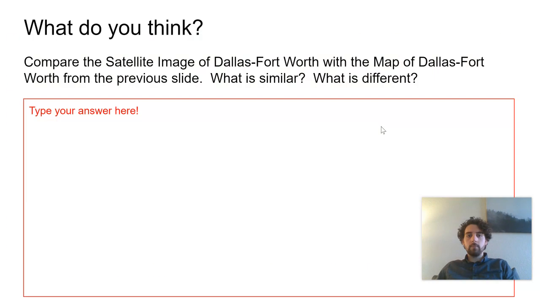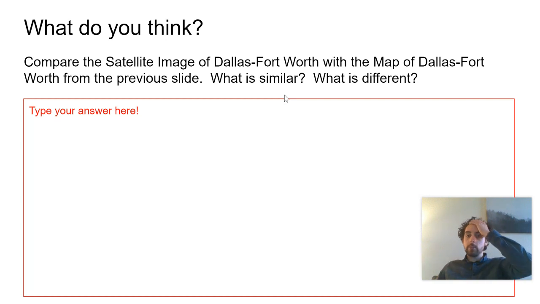Okay, moving on. So now I would like you to hit pause, go to your version of the slide, and answer this question, where I'd like you to look back to this picture. Compare the satellite image of Dallas-Fort Worth with the map of Dallas-Fort Worth from the previous slide. What is similar and what is different? Go ahead and hit pause. And when you're done, come back.